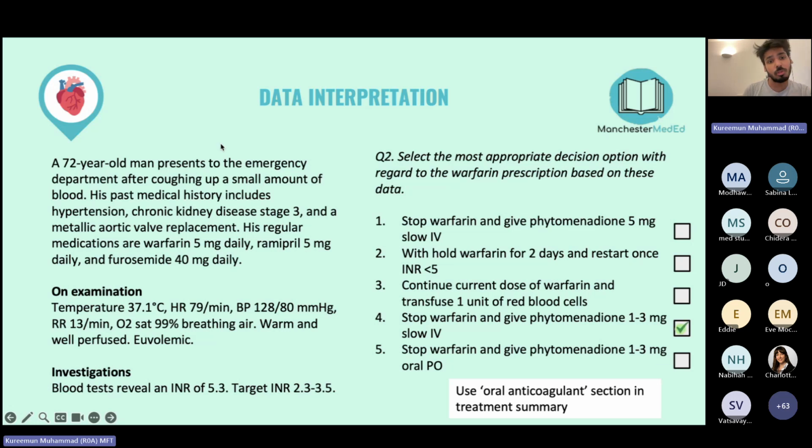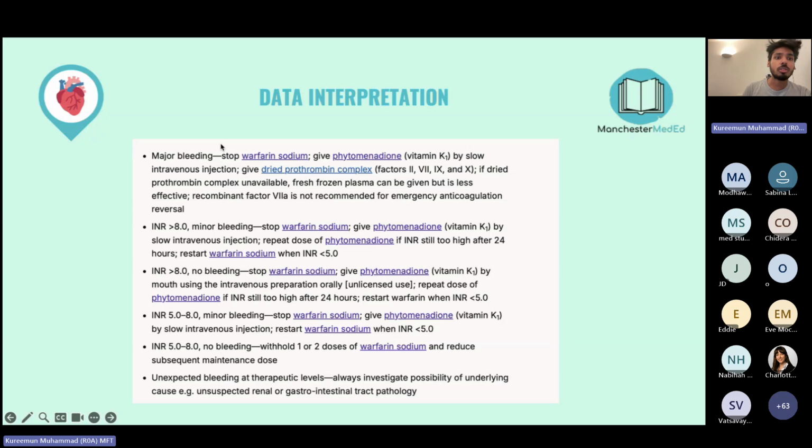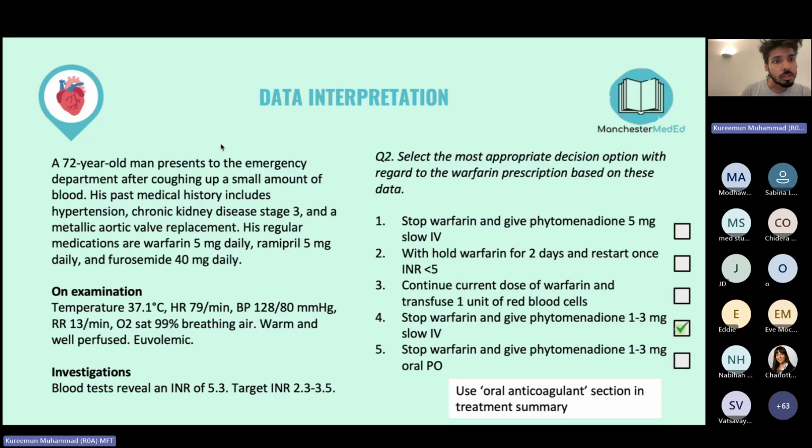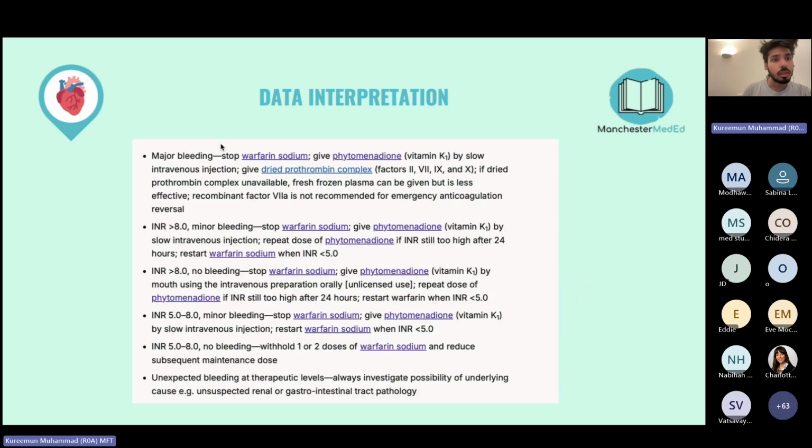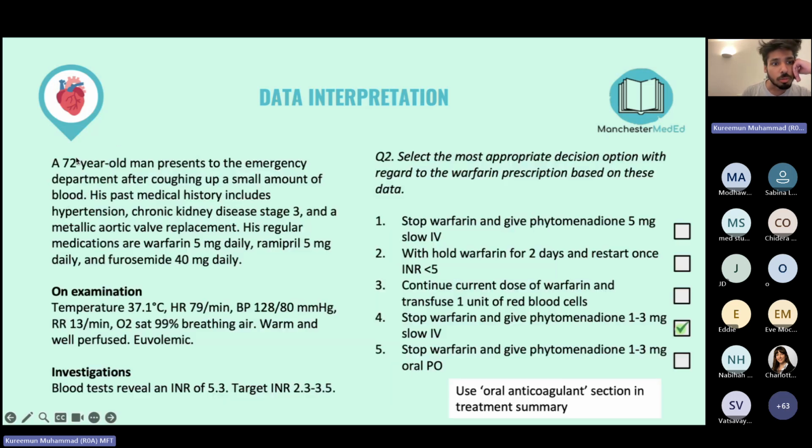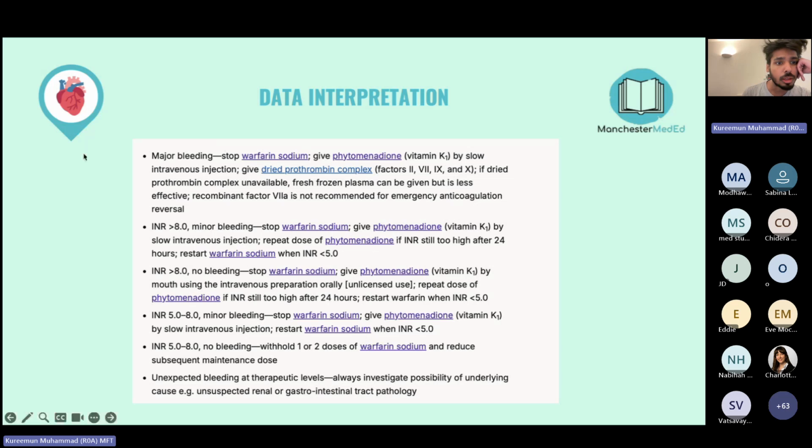So the correct answer is 4. Most of you said it. That's the section that I wanted you to have a look at. This patient is having minor bleeding, just one episode of coughing up a small amount of blood. So it's minor bleeding, not major bleeding. We know it falls into this section because his INR is 5.3 and he has minor bleeding.